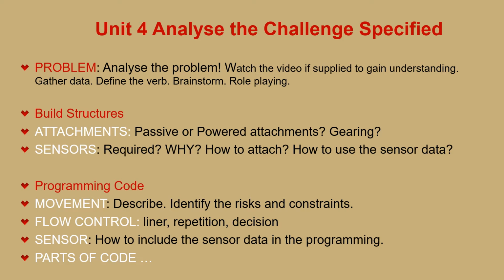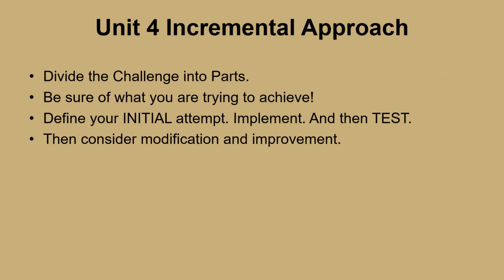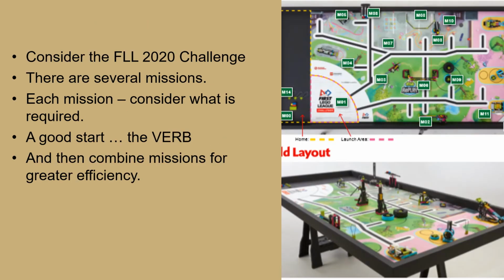and is linear repetition or decision required? And then for the sensors, how to include the sensor data in the programming, because there's always parts of the code. Okay, so for the incremental approach, you divide the challenge into a number of parts, and be sure that you're trying what you're trying to achieve. Then you define your initial attempt, you implement and test it, and then that initial one can be modified and then improved. A good example for the problem solving would be to consider the FLL 2020 challenge.